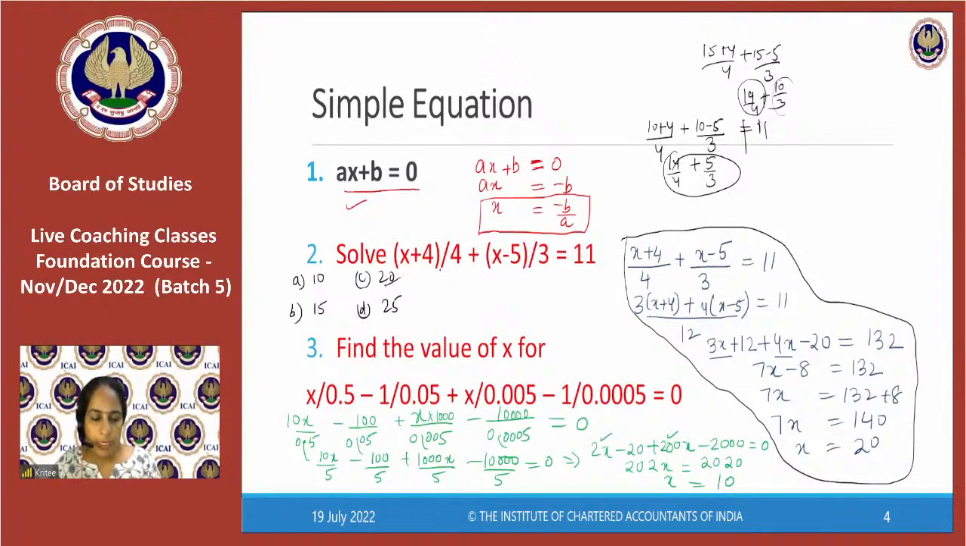So going for 20, 20 plus 4 by 4 plus 20 minus 5 by 3. So 24 by 4 is 6. 15 by 3 is 5, which gives me 11. So hence my correct option is C. So one, you solve the equation and get the answer. Number two, start substituting the alternative answers available to you into the equation, and you will get your answer.